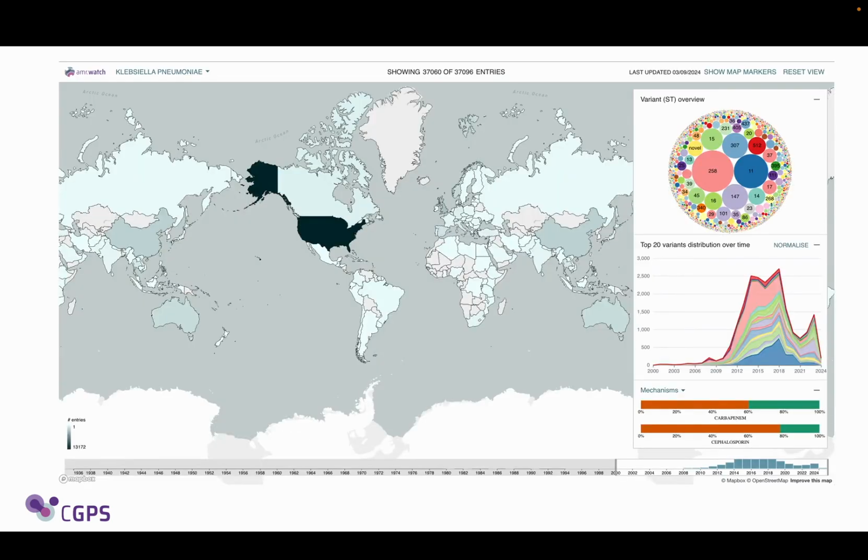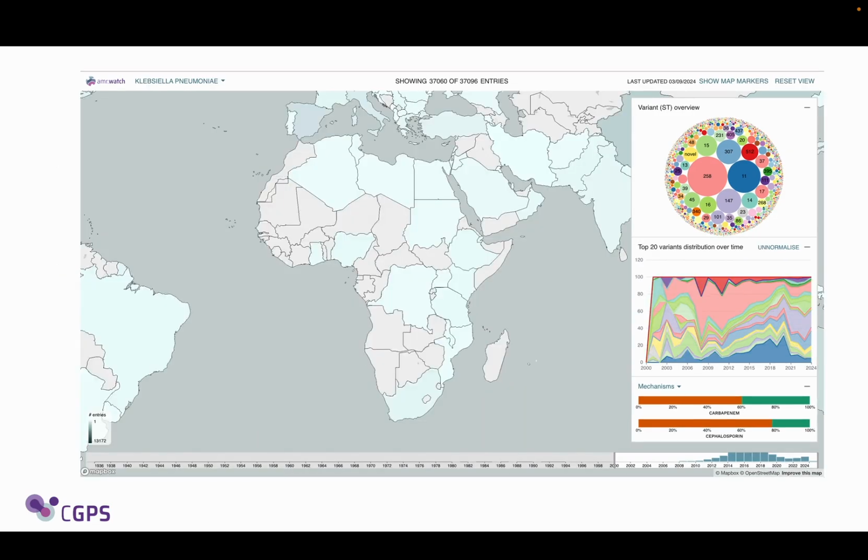So this then, we've chosen Klebsiella pneumoniae. This then gives us a global view of the number of genomes that are present, and also their geographic distribution, their variant distribution, and then this is the plot of the variants over time, as well as the proportion of the data that you're looking at that contains one of the resistance mechanisms, in this case for carbapenems and cephalosporins.